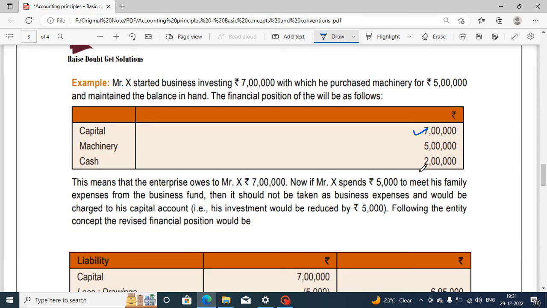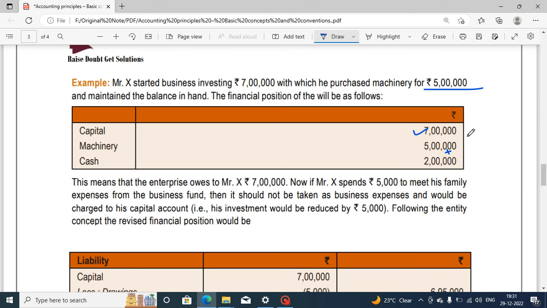Here, capital is 7 lakh. We have purchased a machinery worth 5 lakh. From where? From the 7 lakh cash we received as capital. So 5 lakh is the machinery and the remaining portion is cash, that is 2 lakh. That is 5 plus 2 is equal to 7 lakh.